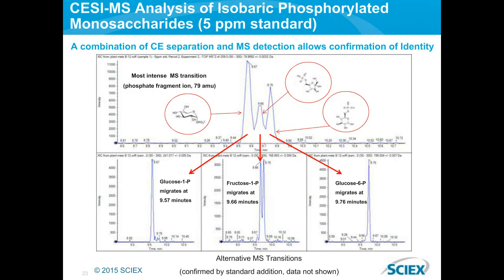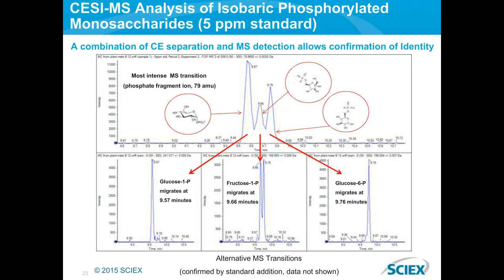So what you see here is a separation of glucose 1-phosphate from fructose 1-phosphate from glucose 6-phosphate. The top chromatogram, the top pane, is what's called a total ion chromatogram. So this shows you all three compounds in the same pane. Below it, I've separated out the three separate sugars, and you can see that they are separated here. It's not total baseline separation, but you can easily identify the different phosphorylated sugars using this methodology.